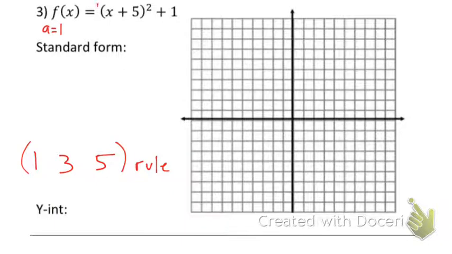So I'll put that in for you. Always have to have an A value. A value cannot be 0. Our H value, which is in parentheses, the number adding and subtracting, but we switch its sign, is -5. And then our K value is a number adding and subtracting, which is +1.